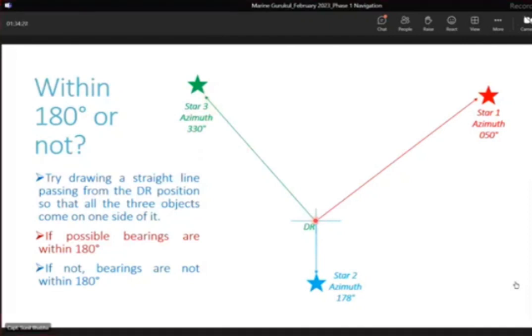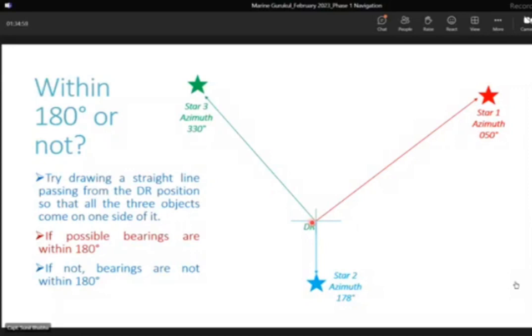Now if you try to draw a straight line passing from the DR position, it is not possible to draw a line in such a way that all these three stars, star 1, star 2 and star 3, lie on one side of the line. It is not possible to do that. Whichever line you draw from the DR position, some of the stars will lie on one side of it and some of the stars will lie on the other side of it.